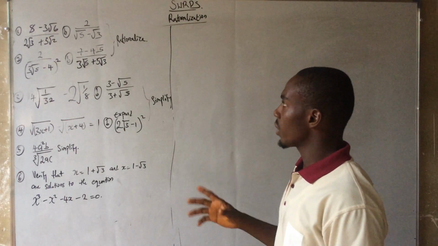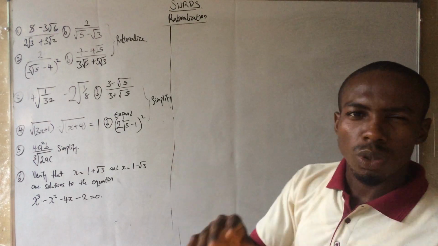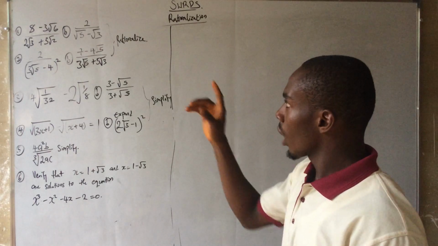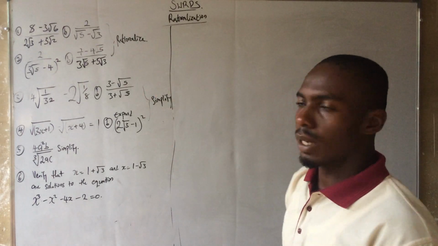In this video we'll be solving some examples on rationalization of surds. I'll just be solving number 1 and number 2, because I don't want to go into a lengthy video. And we do this by using conjugates of the denominator.